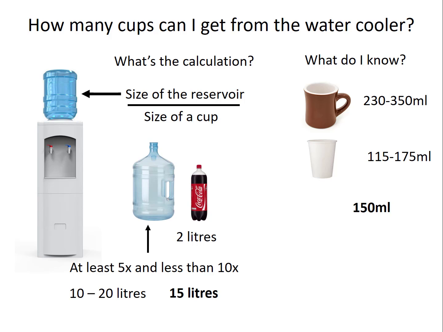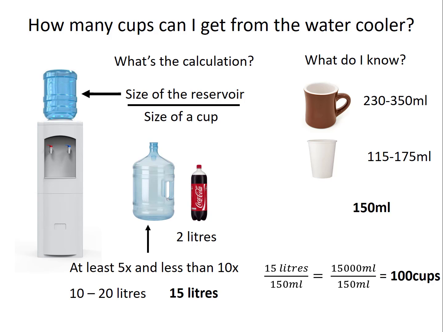Now the calculation is really easy. 15 litres over 150 mils. Before doing the calculation, make sure you get everything in the same units. And you end up with a figure of 100 cups before you need to replace the big water bottle on top of the cooler.